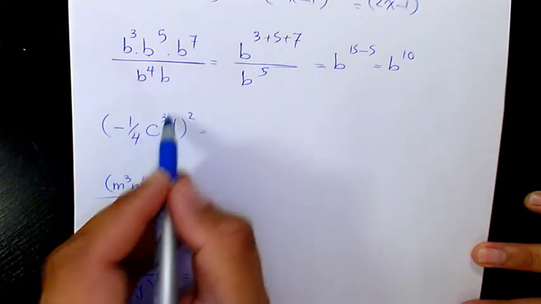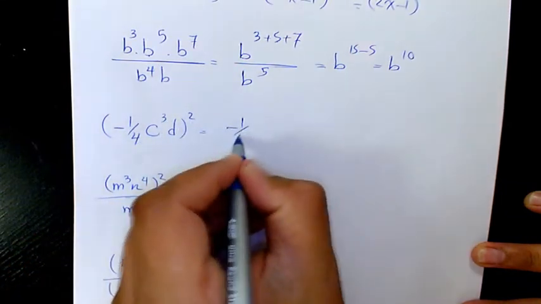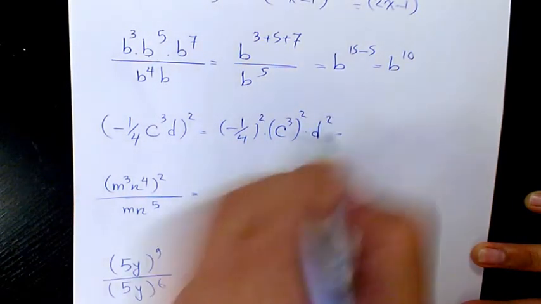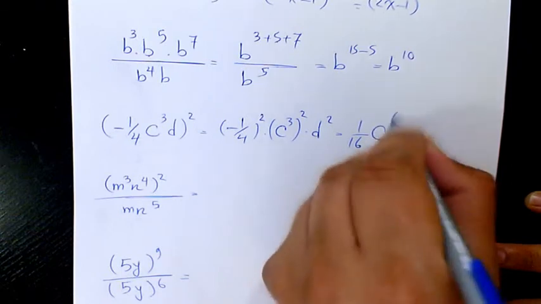Negative 1 over 4 c cubed times d to the power of 2. So it's going to be negative 1 over 4 to the power of 2, c to the power of 3 to the power of 2, d to the power of 2. It's going to be 1 over 16, c to the power of 6, d to the power of 2.